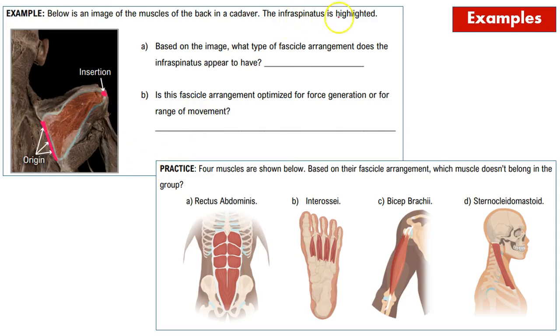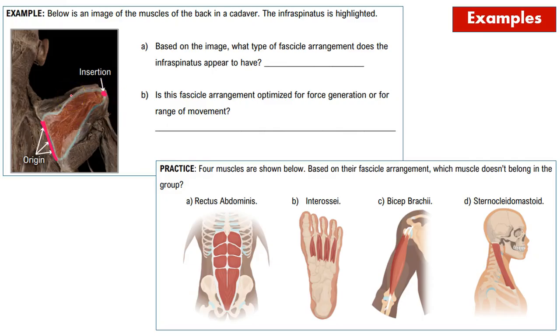The infraspinatus is highlighted. So this is the infraspinatus muscle here. It's a part of our rotator cuff. As you can see, it runs along the actual scapula here. The origin is going to be kind of the medial border of the scapula, whereas the insertion is going to be at the proximal end of the humerus.